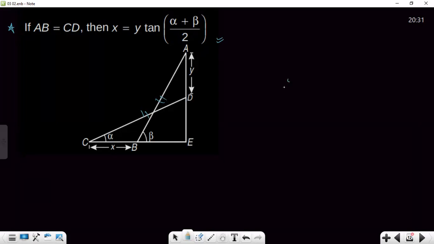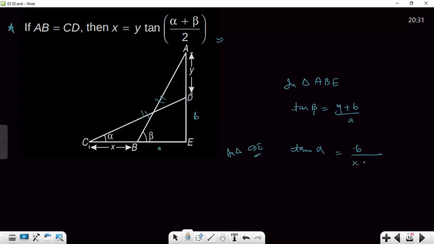Like first we'll talk about triangle ABE. Tan of beta can be written as, let's call this B and let's call this A. So in triangle ABE, tan of beta is (y plus b) divided by a. Tan of alpha, in triangle CDE we are discussing, comes as perpendicular upon base, that is x plus a.